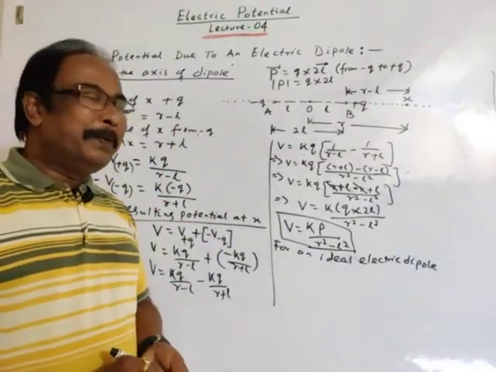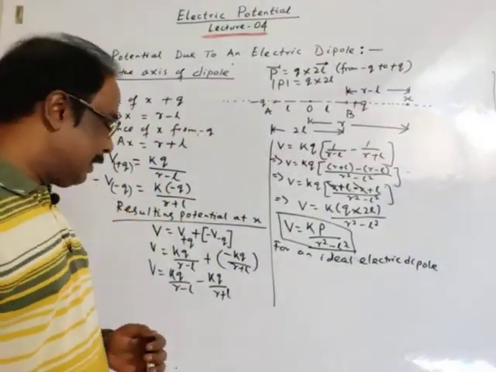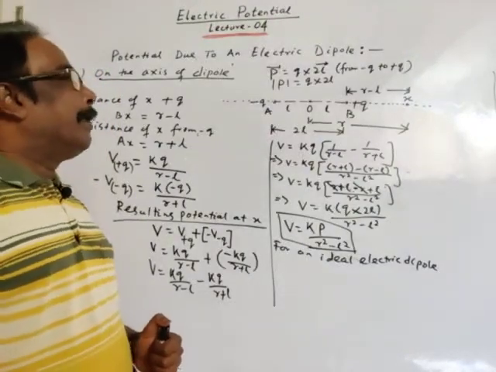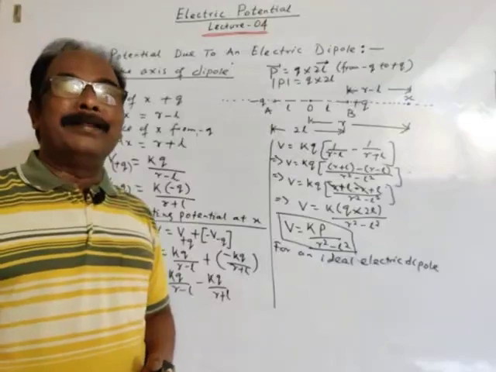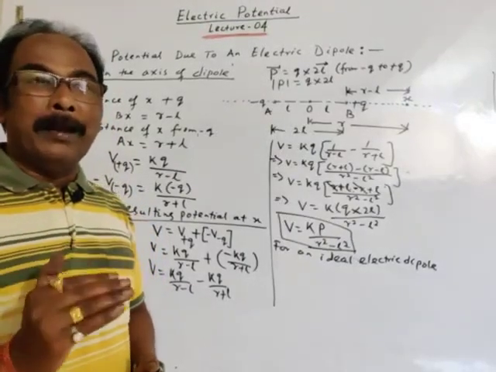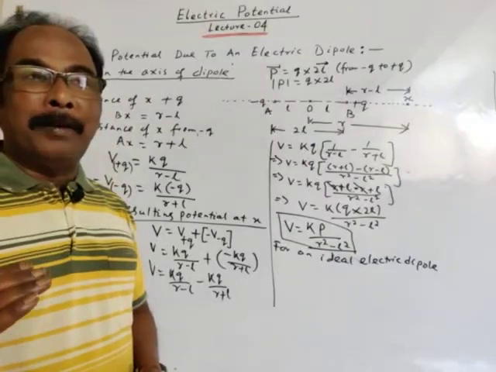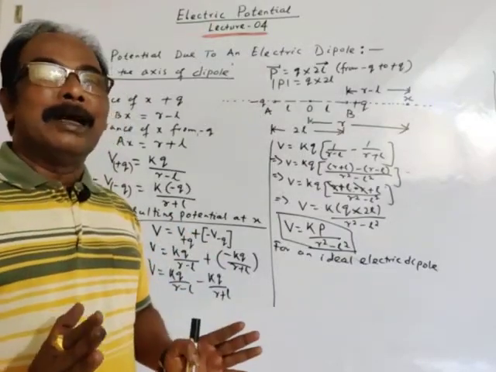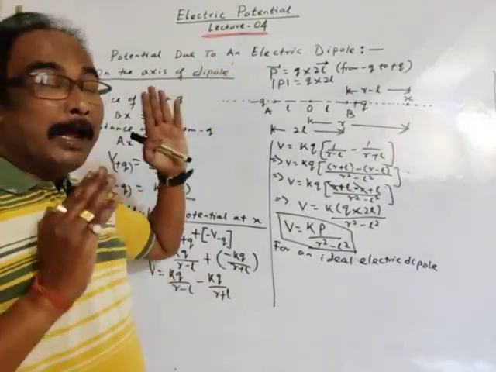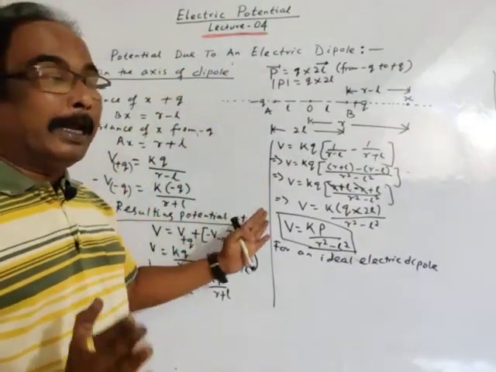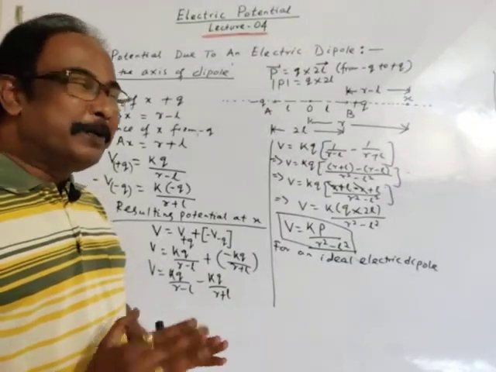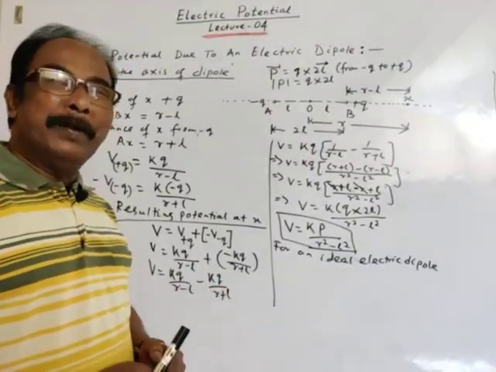I would like to say that the students who have not gone through electric dipoles and electric field intensity due to a dipole, which we have discussed in chapter 1 in electric charge and electric field, go through it. I have discussed electric dipole in brief. I hope I can expect you will have clarity in your fundamentals.